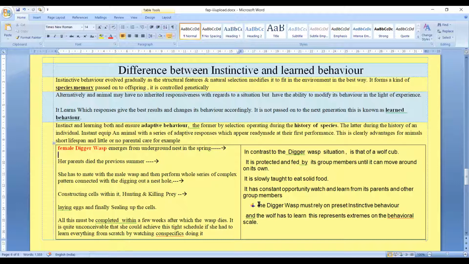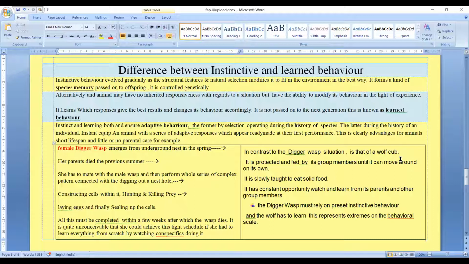Now, see on the right side, in contrast to the digger wasp situation is that of a wolf cub. It is protected and fed by its group members until it can move around on its own. It is slowly taught to eat solid food. It has constant opportunity to watch and learn from its parents and other group members.